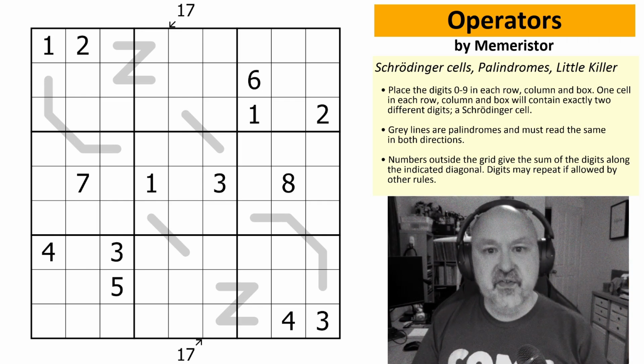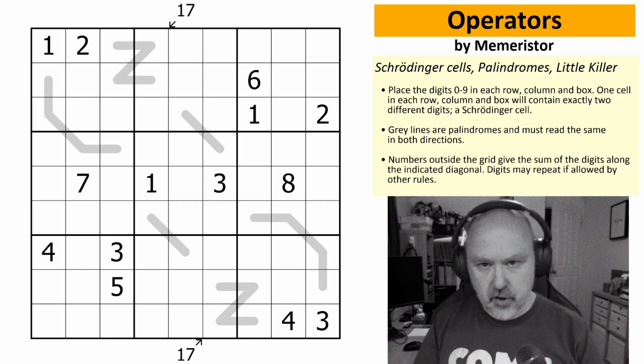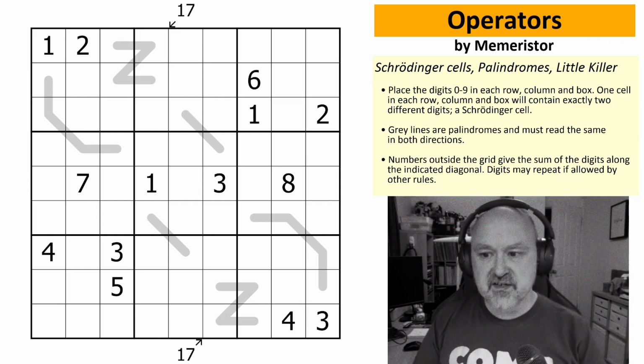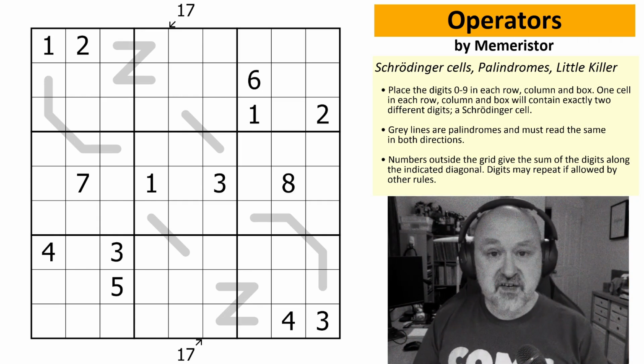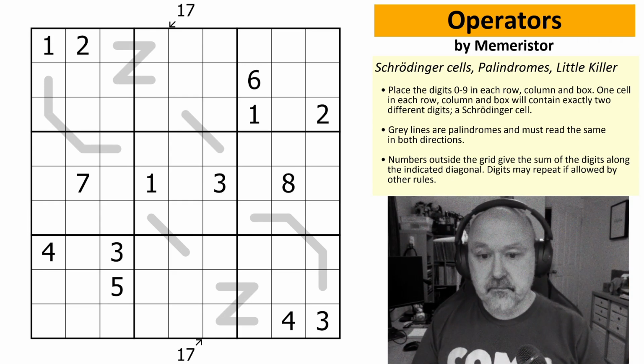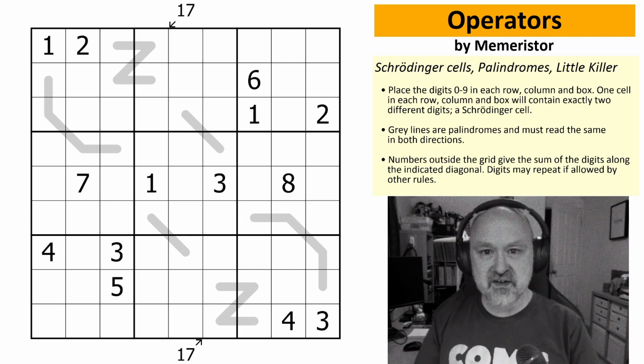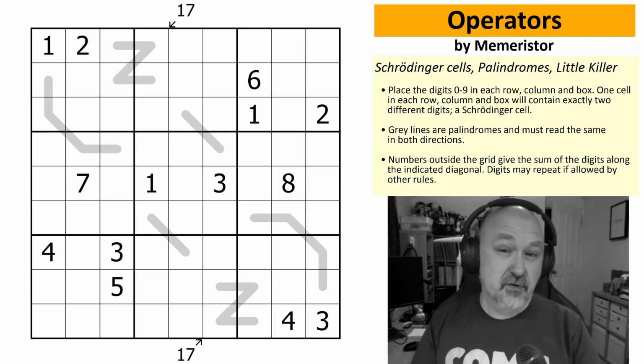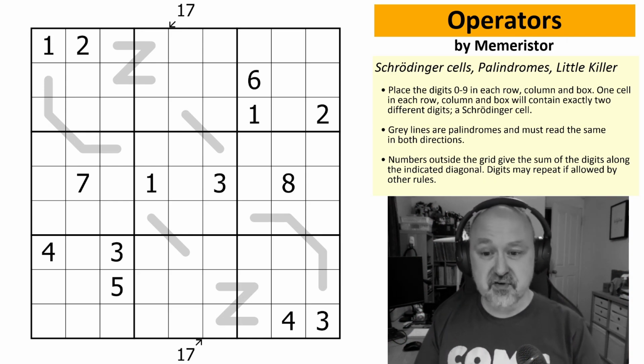Good afternoon, everyone. This is Bremster, and I'm trying to bring you a puzzle by Memeristor called Operators. This puzzle is an interesting one, and I haven't done a puzzle quite like this, I think, ever before. This is a Schrödinger cell puzzle, and as long as the signal holds out and I can solve it, I am going to try and show you how a Schrödinger cell puzzle works, because for the first time, normal Sudoku rules do not apply.